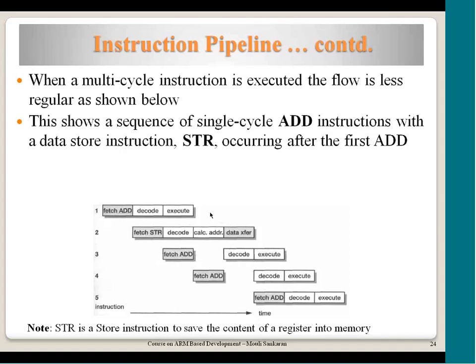Or here there is no decode because this instruction is occupying the decode, because it is generating a signal required for the data transfer. So decode logic cannot be used here, because during the address calculation the data flow is used. So you cannot have a decode stage here. Okay.